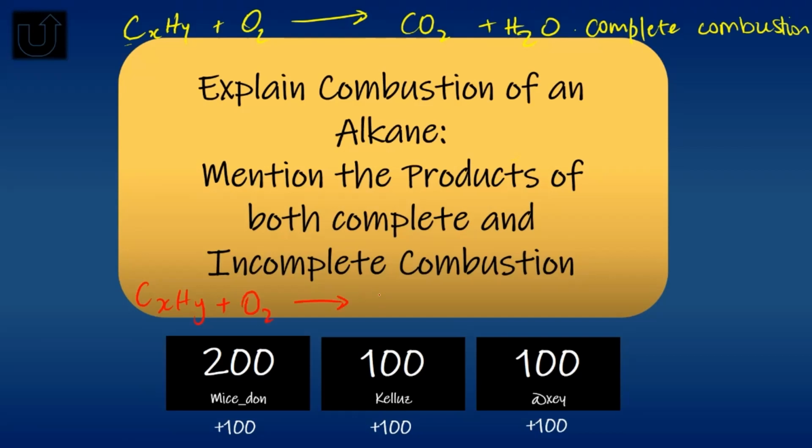I'll do one actual alkane later. I'm just giving you the general thing first. The general thing would be CxHy plus O2 to give you carbon monoxide, which is CO, plus H2O. That is incomplete combustion.